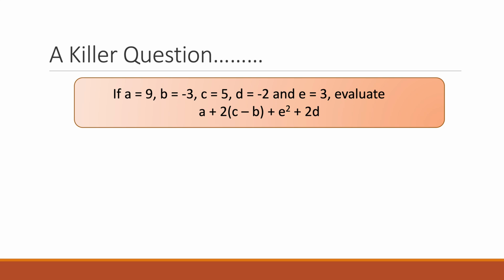All right, this time I changed the numbers around a little bit. A is 9, B is -3, C is 5, D is -2, E is 3. And notice we're no longer to the 99th power, okay? So give it a shot. Let's see what you come up with.